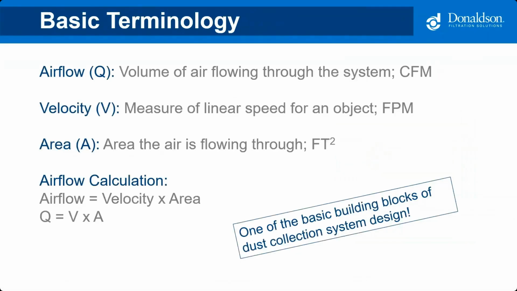There are many different technologies and formulas that we use in dust collection system design, the most basic and widely applied being airflow. The formula is Q equals V times A. The Q is the volume of air flowing through the system, often referred to as the CFM, the cubic feet per minute. To get the airflow, we multiply the velocity of air, which is the measure of linear speed of an object, by the area of the hood or duct that the air is flowing through. This formula is one of the basic building blocks of dust collection system design.